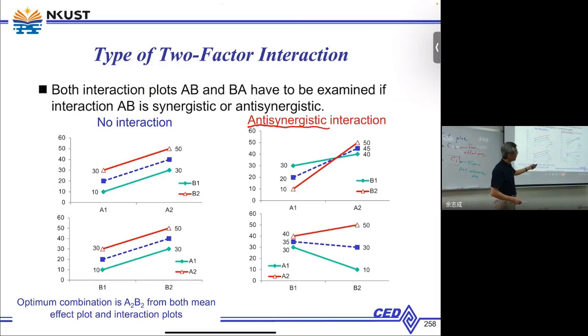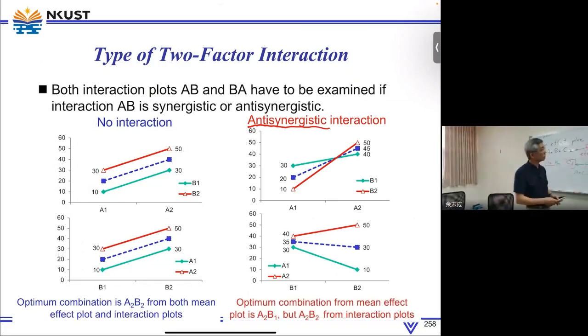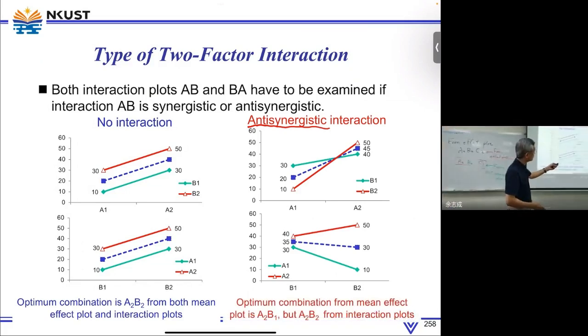If you only look at the effect plot, this dashed line is the effect plot for A, and this dashed line is the effect plot for B. And from the effect plot, your selection will be A2 and B1.